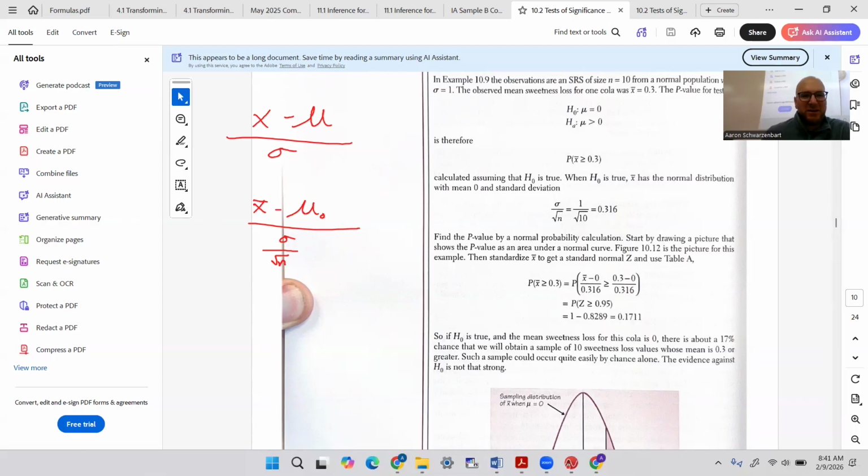x bar is your mean. Mu naught is this mu right here, the mu from H naught. So it's just zero, this is. Right, yes, it's mu naught. Square root of n, so that's the sample size.